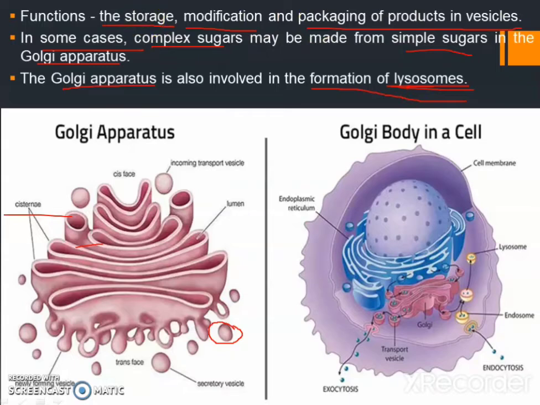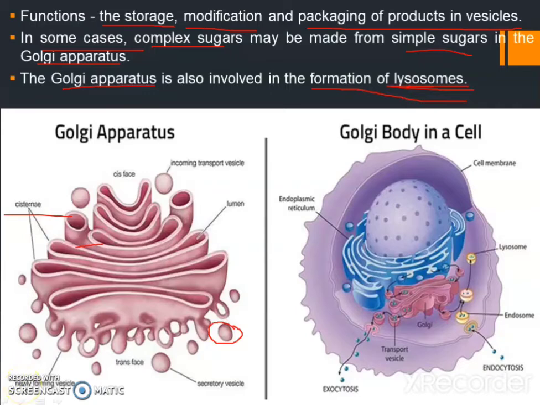Okay, and other than that, in some cases, complex sugars may be made from simple sugars in the Golgi apparatus, and they have another main function, that is they are involved in the formation of lysosomes. Don't forget it. They are involved in the formation of lysosomes. Clear with it, children? Okay.